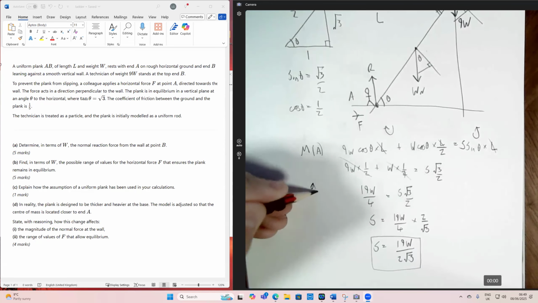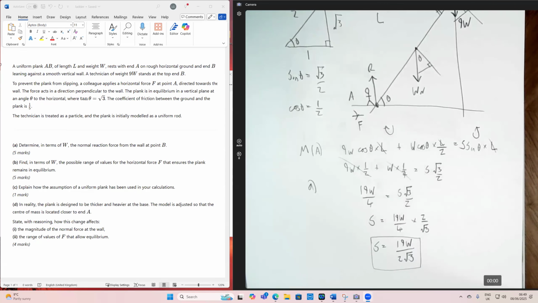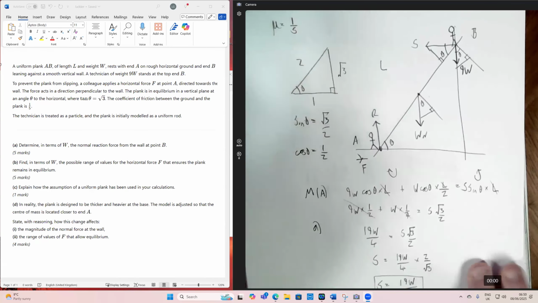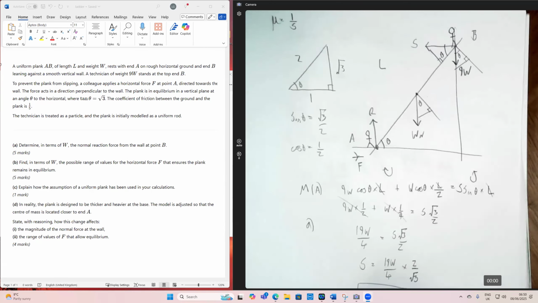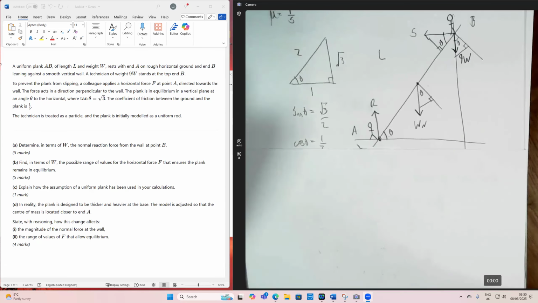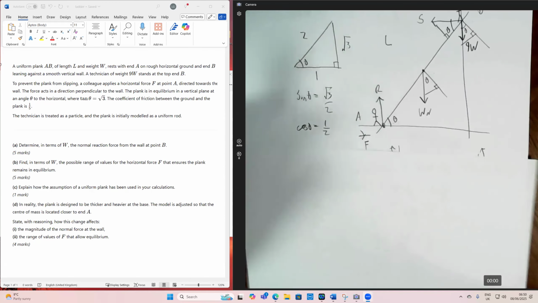Now, part B. Find, in terms of W, the possible range of values for the horizontal force F that ensures that the plank remains in equilibrium. Okay. All right, well, first of all, let's resolve vertically, because we're going to need to know what F is. And in order to know what F is, we're invariably going to need to know what R is. Okay. So let's resolve vertically so we can get some kind of an expression for F.